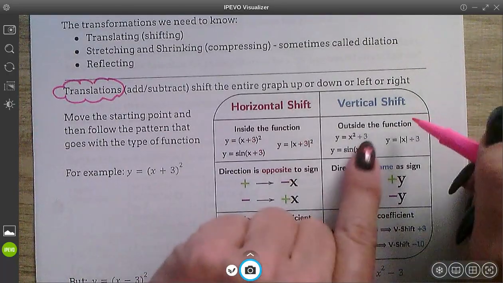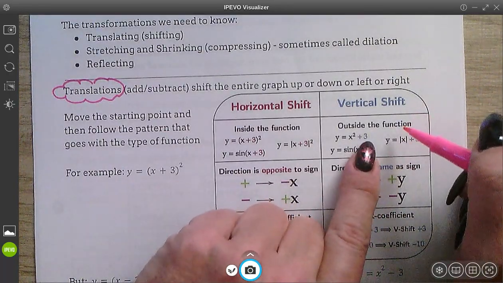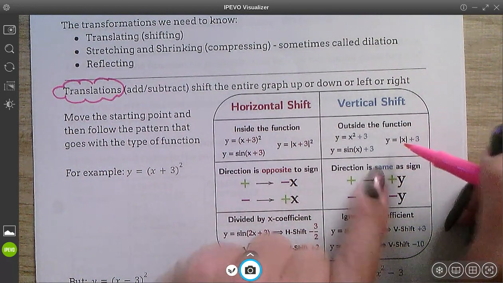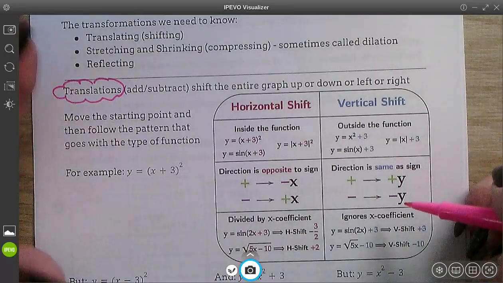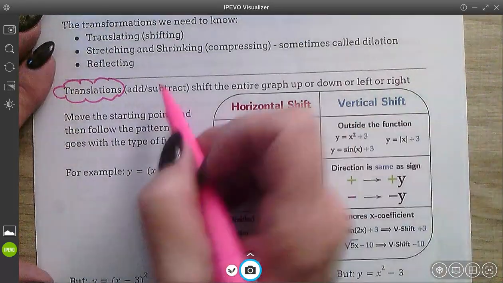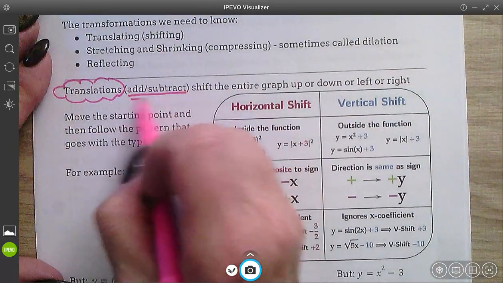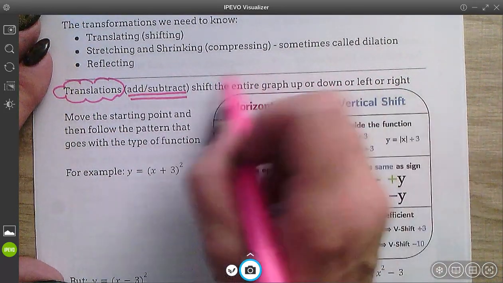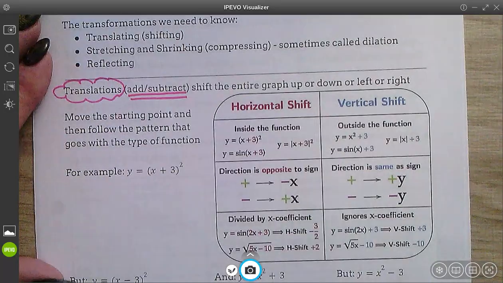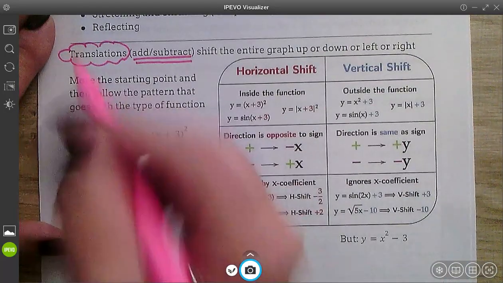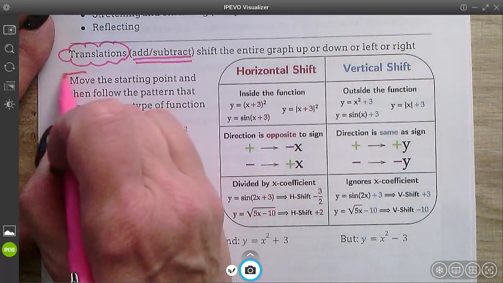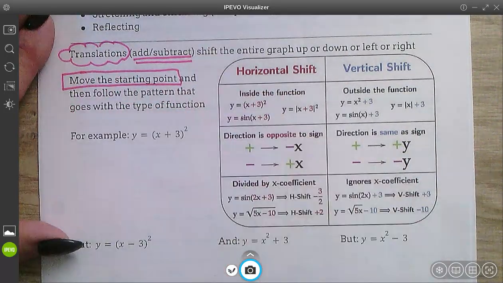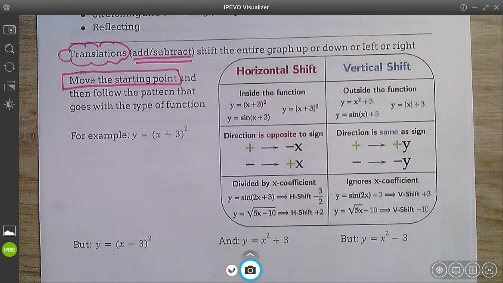So if we have addition outside the function, we are going to shift our graph up. If we have subtraction outside the function, we are going to shift our graph down. So look for adding and subtracting, and they are going to shift the entire graph up or down or left or right. So what we want to do with a translation is move the starting point, and then we're going to follow the pattern to get the rest of the graph that goes with that function.